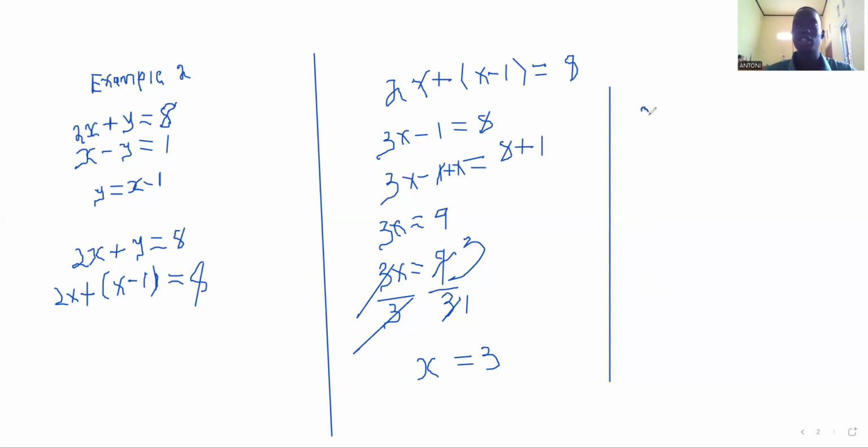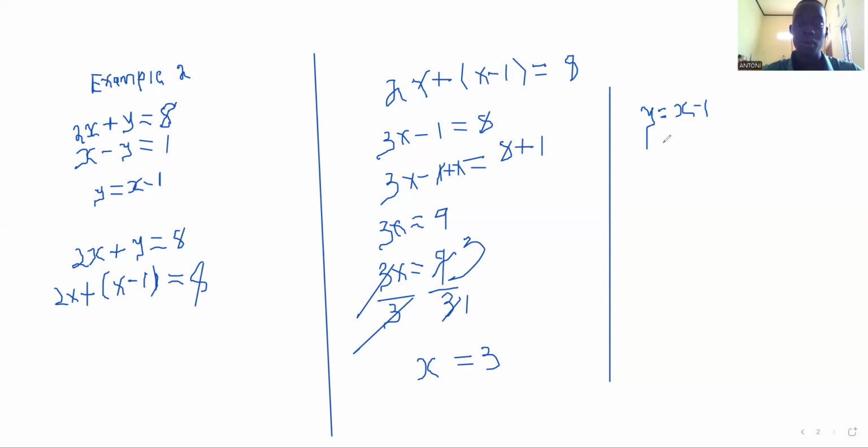So let's say y was equal to x minus 1. So now we get x, which is equal to 3, and we don't have y because we get y in the past equation because we make y the subject of the formula to get the value of x.